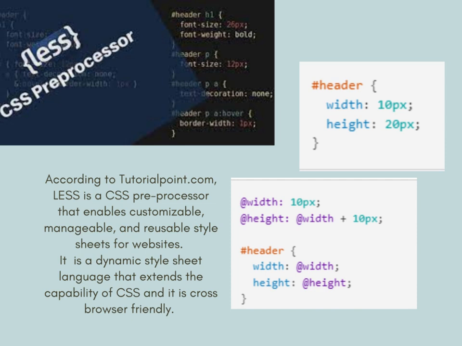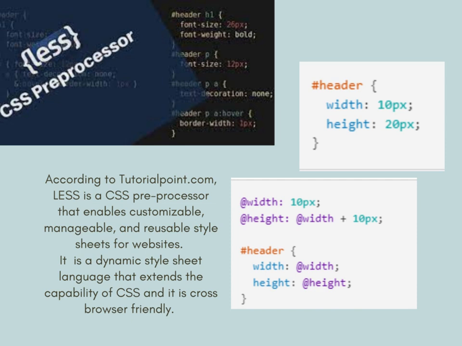So the snippet below demonstrates that to create a variable with Less, you use the at sign. The first line here has created a variable of width, giving it 10 pixels, and then the height now becomes width plus 10 pixels. So all you have to do in your project right now is call the variables that you've already created. The snippet above shows how your Less compiler will interpret the variable below.